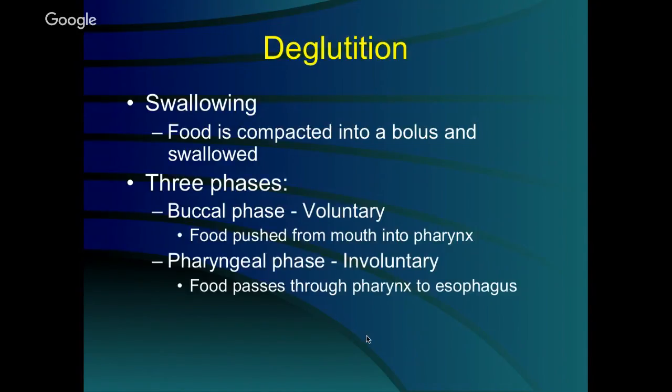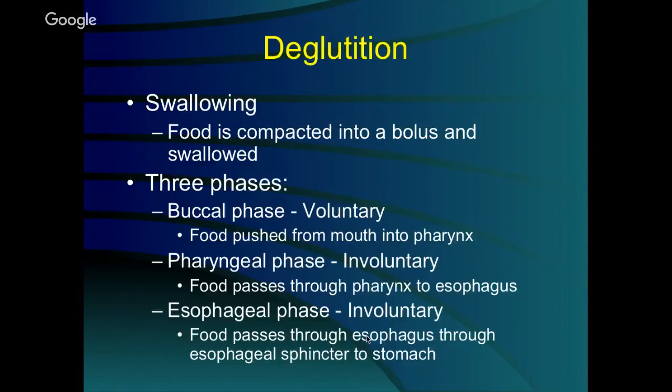The second phase is called the pharyngeal phase, and everything from here on in is involuntary. You can't stop it once it's started. Once the food hits the oropharynx, it triggers the pharyngeal phase, and it pushes the food down through the pharynx to the esophagus, and then we enter the esophageal phase, where food passes through the esophagus down to the esophageal sphincter, which will open, and then the food can enter the stomach. Those last two phases are involuntary, meaning you have no control over starting or stopping them, and you don't have to think about making them happen.